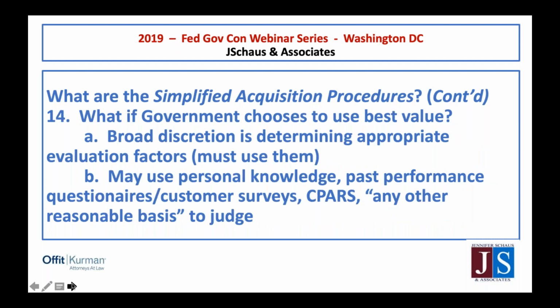What if the government does decide to use an RFP and incorporate a best value procedure as part of a SAP process? Well, as we talked about a little bit earlier, the government has broad discretion in terms of determining what the appropriate evaluation factors are. It doesn't have to tell you how important one is versus the other, and as long as it's identified in the solicitation, the contracting officer can virtually take into consideration whatever it desires as part of this best value evaluation.